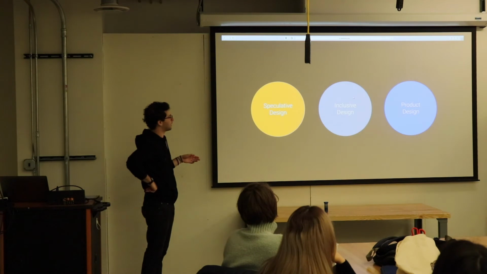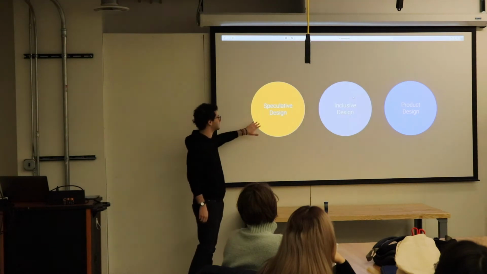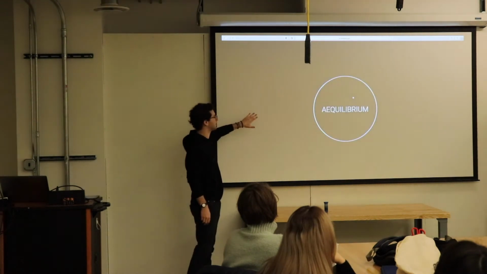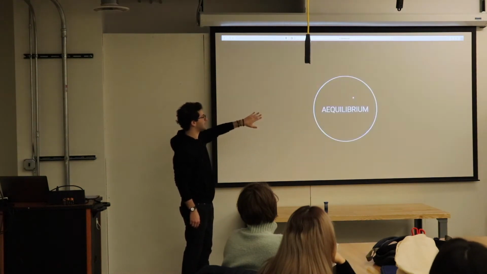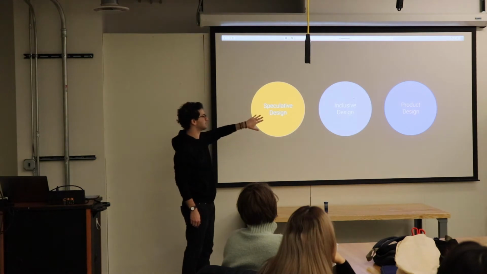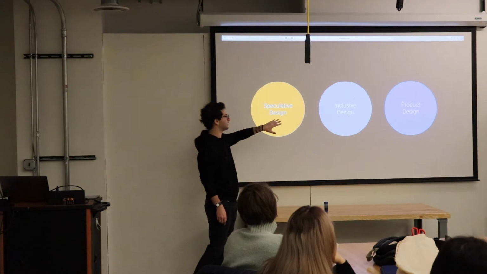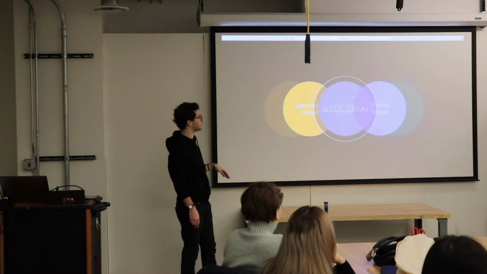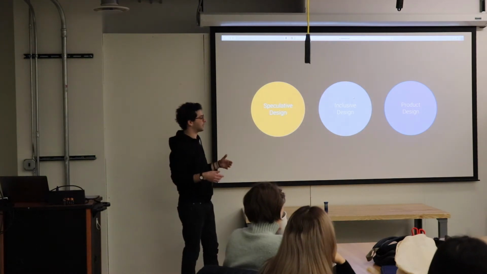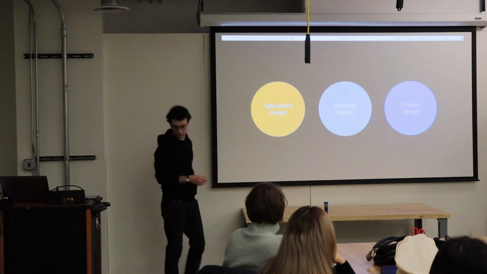This is the field of design that comes together in equilibrium. We have speculative design, because this field of design is all about raising questions. Inclusive design, because inclusive design is the field of design that truly designs for everyone. And product design, which is more commercially oriented, and is the field of design that I studied in high school. So they all come together in equilibrium.